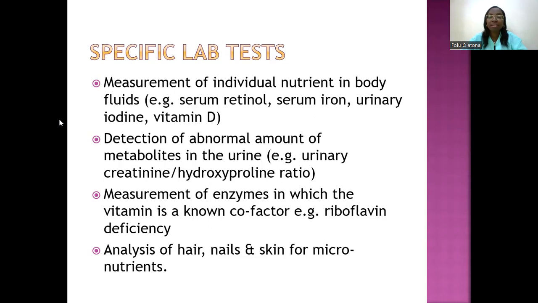Analysis of hair, nails, and skin for zinc. If you analyze the hair and nail and the zinc level is low, then you may point your attention to the low level of zinc in the body. Zinc is very important, just like vitamin A, iodine, iron. That's how important zinc is.